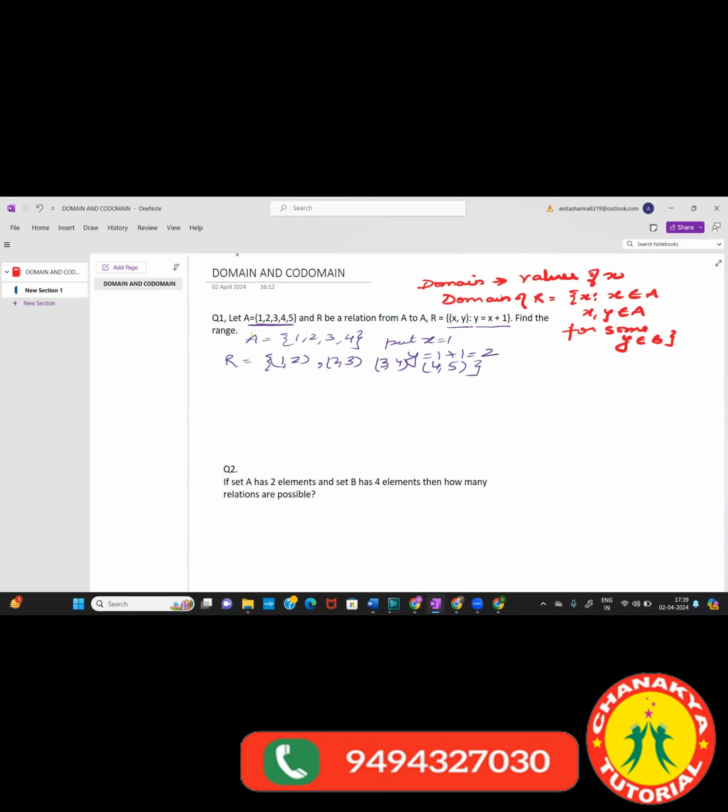So what are the domain here? Domain are the basic values of x. In this question we have given. So ordered pair is always in the form of (x, y), right? Yes, ma'am. Ordered pair. So domain is 1, 2, 3, 4, 5. Am I clear? Is it clear, beta?